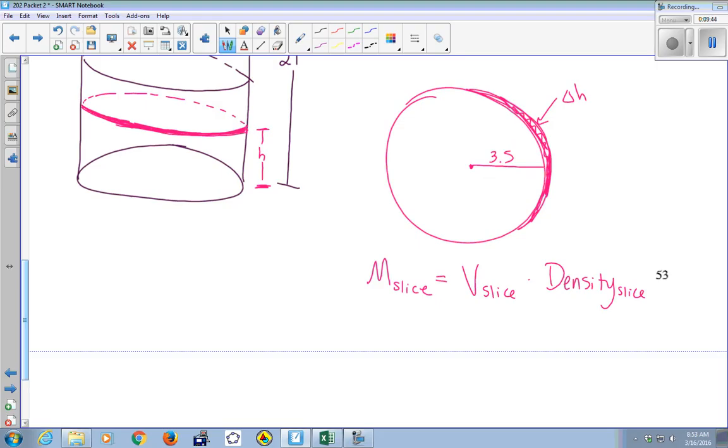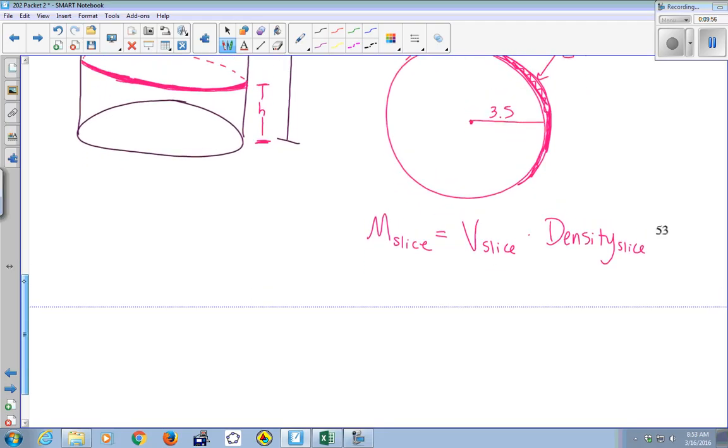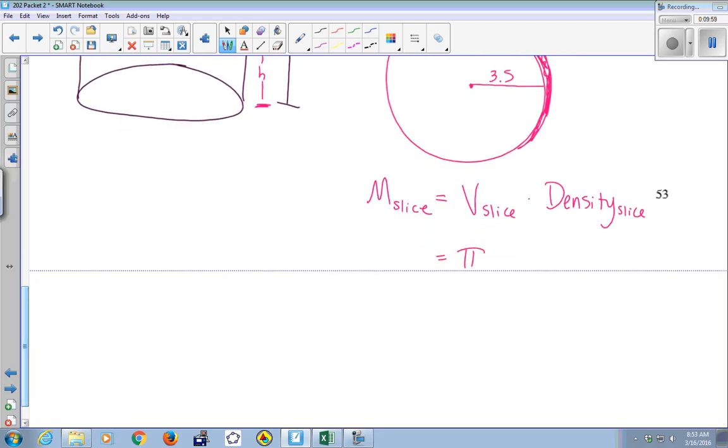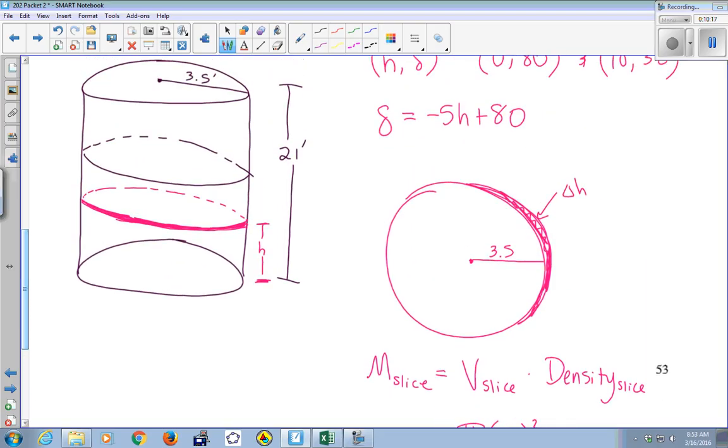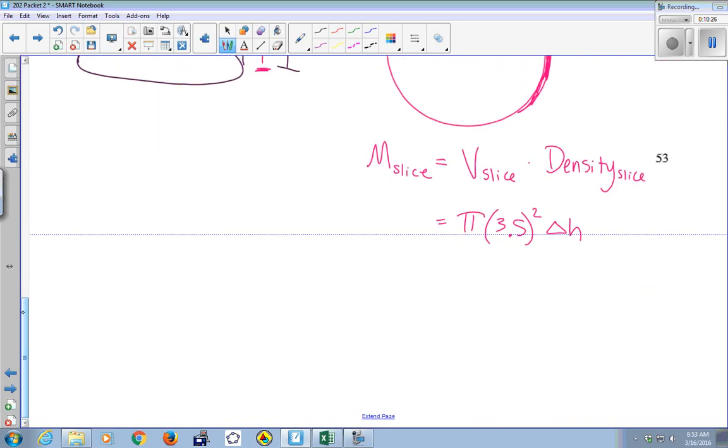So what's the volume of that slice? How do you find the volume of a disk? Pi r squared h, yep. So this is going to be pi times 3.5 squared times delta H. All right, and then what's the density of the slice? Negative 5h plus 80. I can calculate the density at any given height h using this formula. So I picked a random slice at a height of h, which means its density is negative 5h plus 80. So put that here.